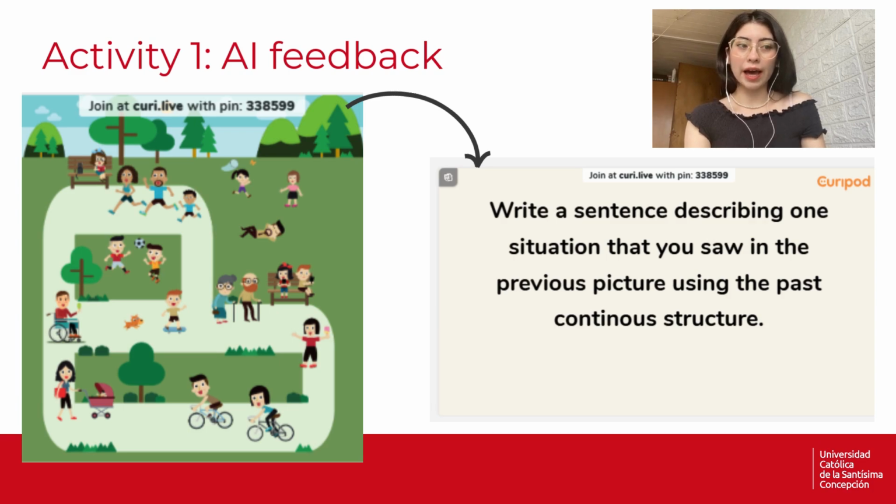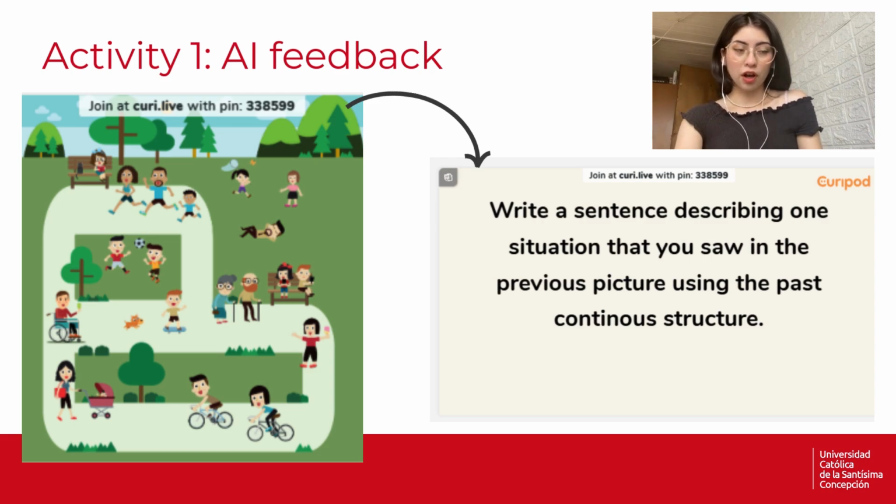Hence, for the first activity, I will use AI feedback. This activity consists of looking at a picture only for a couple of seconds, and then students will have to describe one situation that they saw in the picture using the past continuous structure. Therefore, this type of activity consists of providing a question for your students, but you have to be very clear with instructions and the type of answer that you want from your students. Thus, I explicitly wrote using the past continuous structure, because according to that, the AI feedback that Curipod will provide will be accurate with the purpose of your assessment situation.